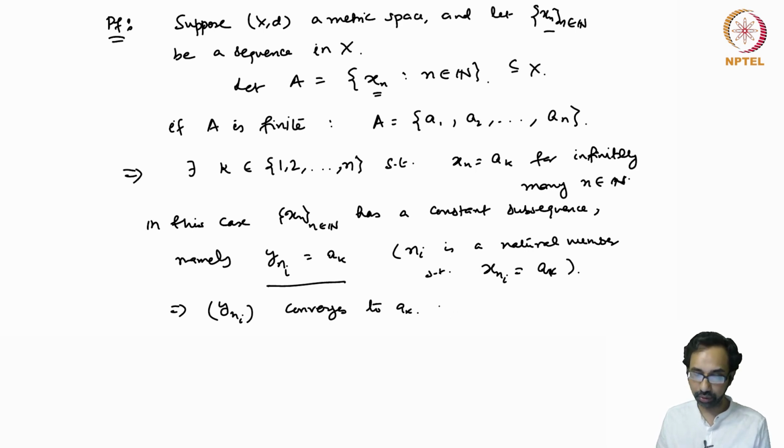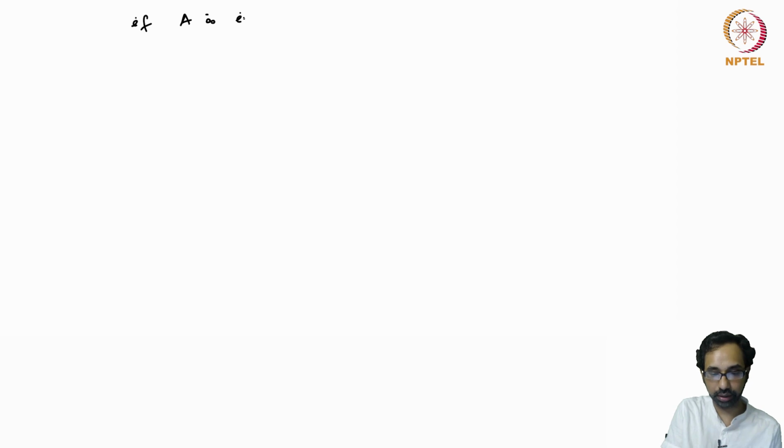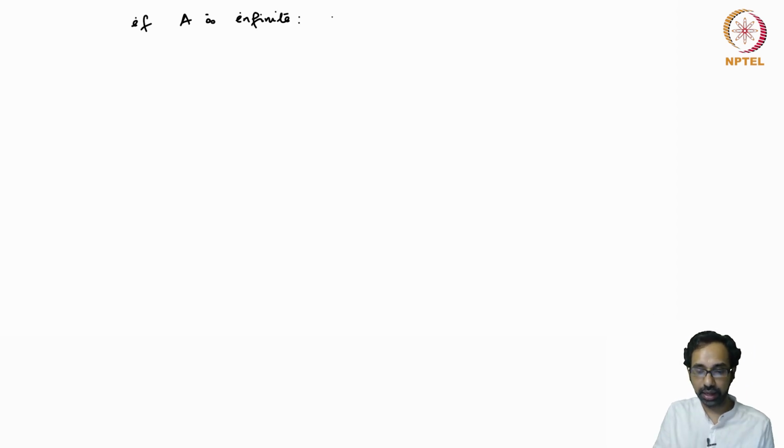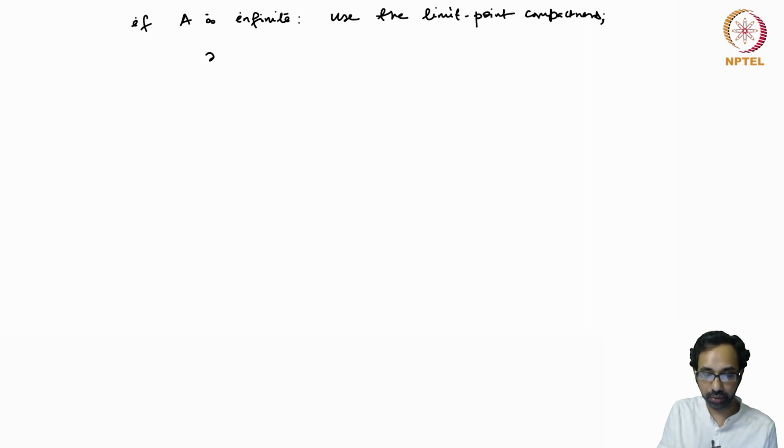Note that for this purpose we did not even use the limit point compactness, and so for this case it is trivial that there is a convergent subsequence. On the other hand, if A is infinite, then we can use the limit point compactness property to conclude that there exists some point x belonging to the set of limit points of A. And now this means that x belongs to the closure of A, and now we can use the sequence lemma.